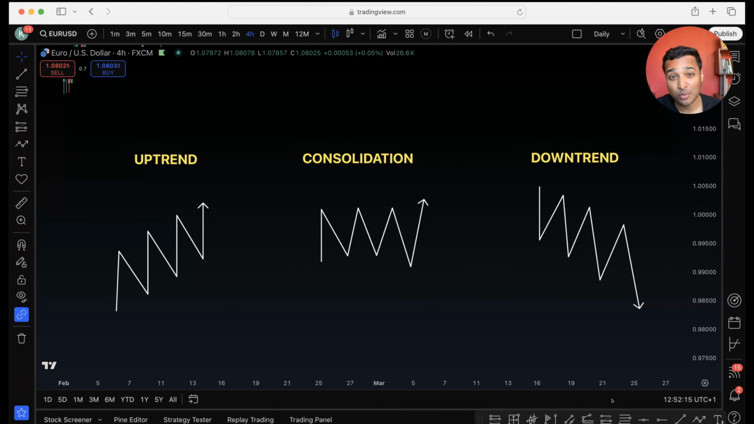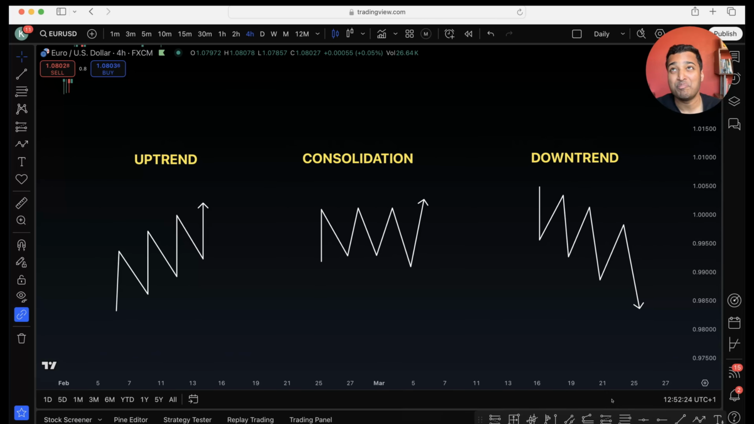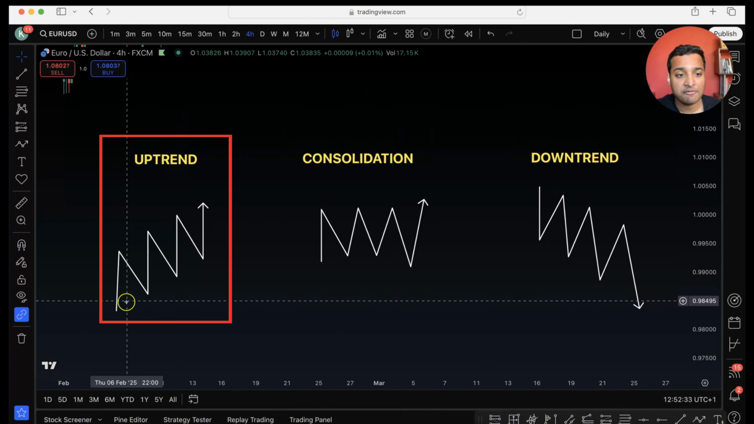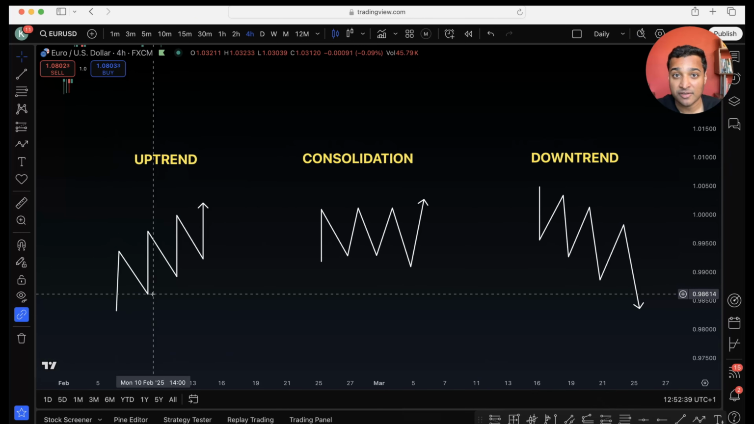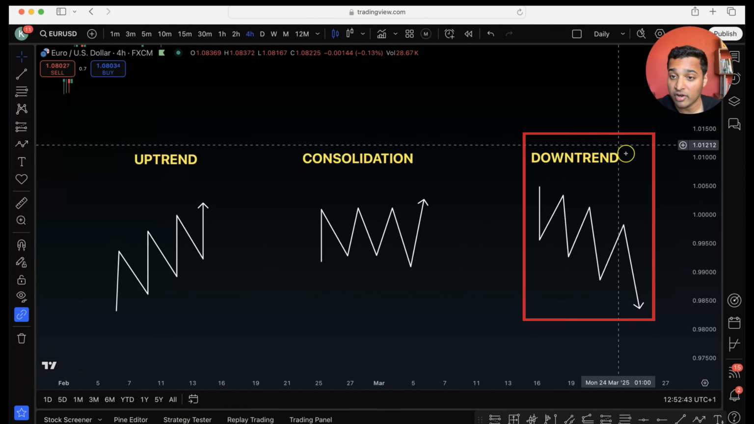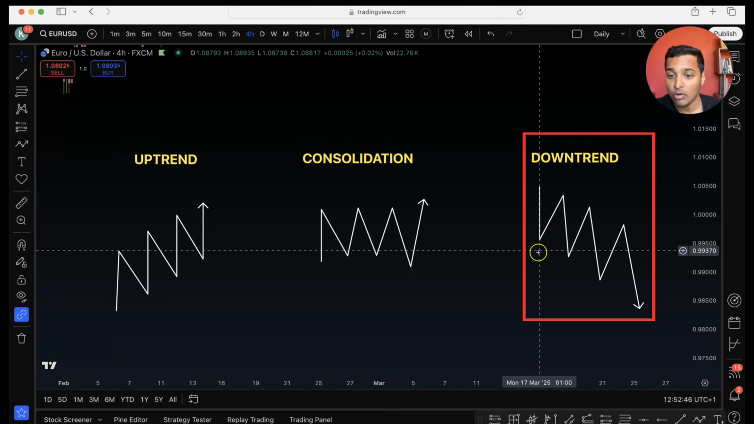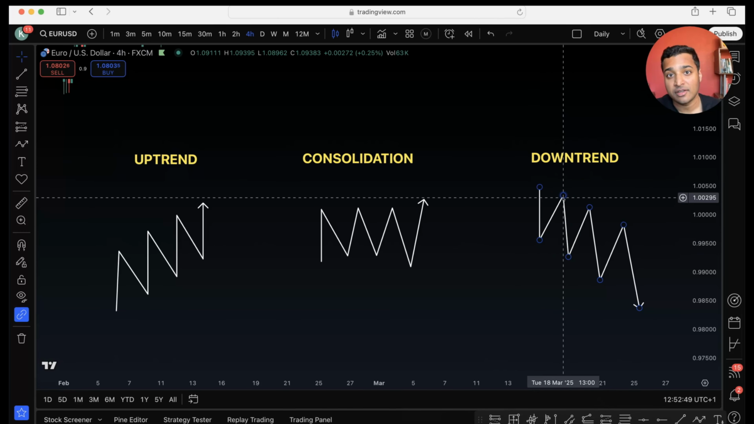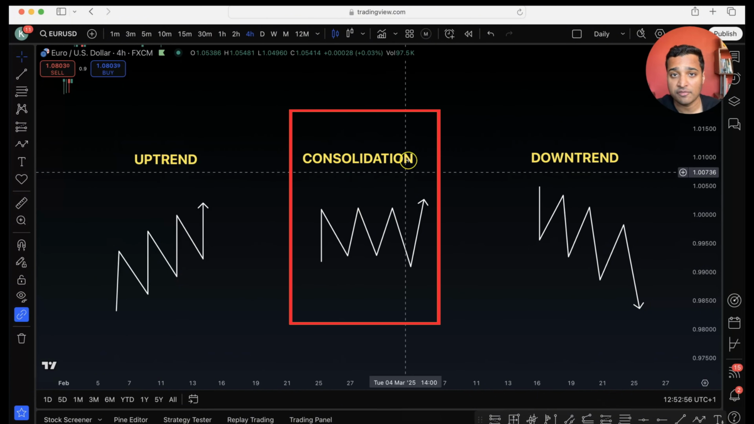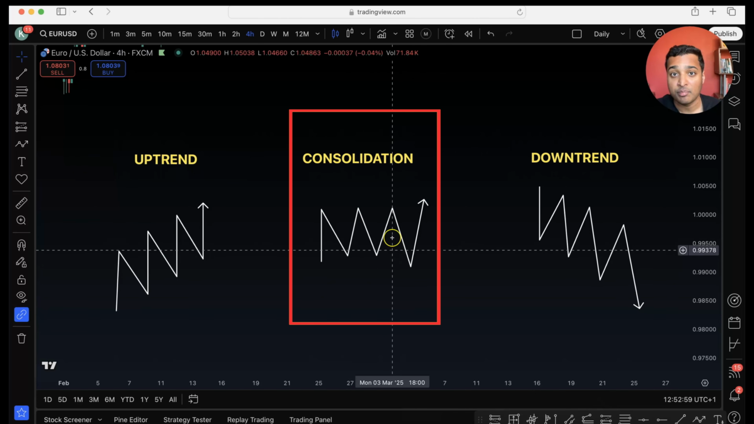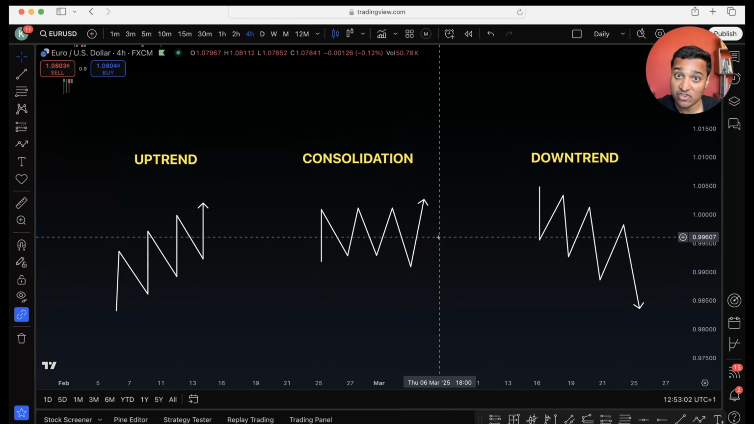Market structure is just the way markets move, and it usually consists of 3 distinct phases. And without understanding this, you're basically eating an apple like an orange. During uptrends, we have higher highs and higher lows, indicating bullish sentiment. And the opposite of this is downtrends, marked by lower lows and lower highs, indicating bearish price action. And in between the two, there's usually a consolidation phase, so range-bound price action, indicating indecision in the markets.